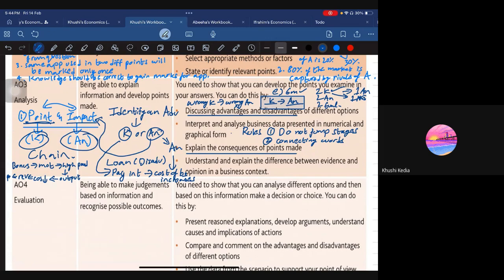Yeah, we can write a rule here as well. The third rule. Let's suppose you say that it will be good for business, easy for business, business will flourish, there will be hence more success. These are not the developed points. These are not considered as points of analysis. Why? Because the examiner considers all these words as vague.